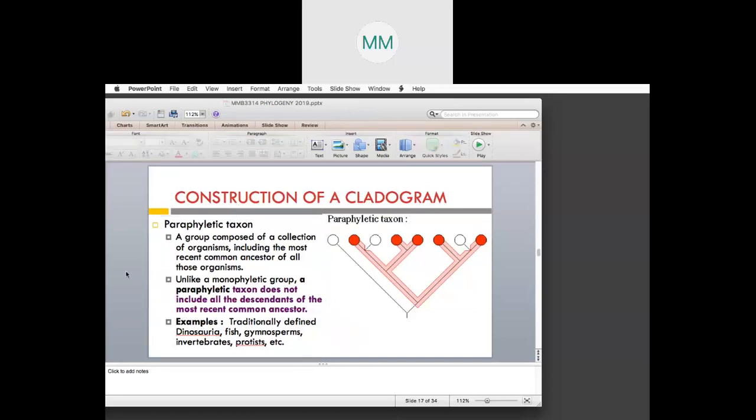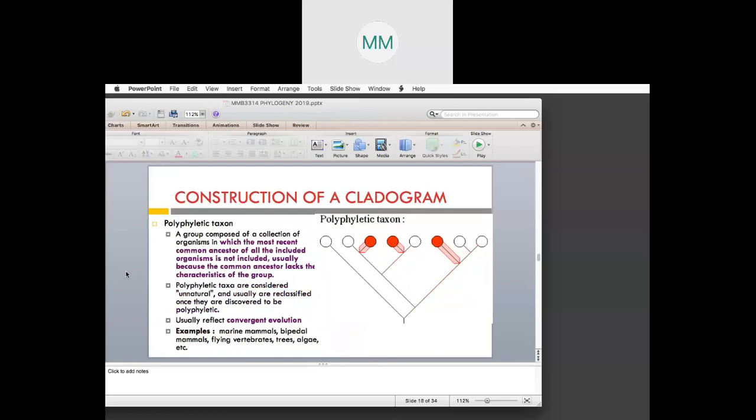Okay. Then the next is polyphyletic. Polyphyletic is a group composed of a collection of organisms in which the most recent common ancestor of all the included organisms is not included, usually because the common ancestor lacks the characteristics of the group.